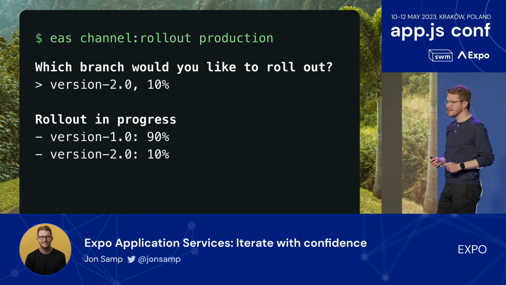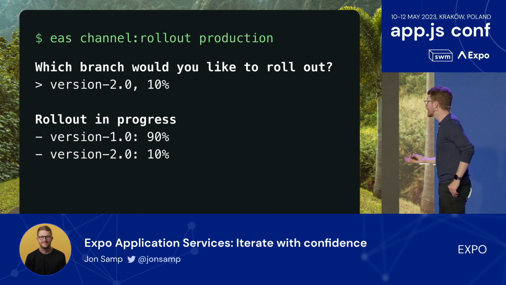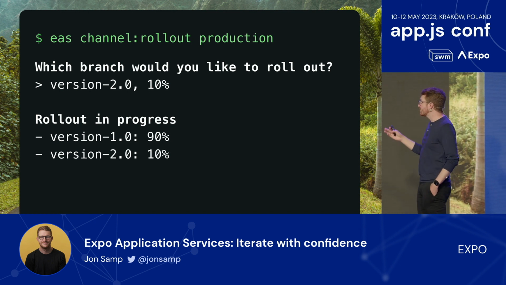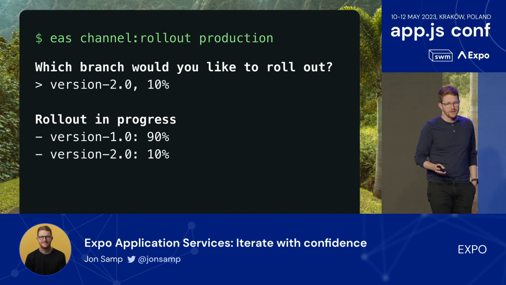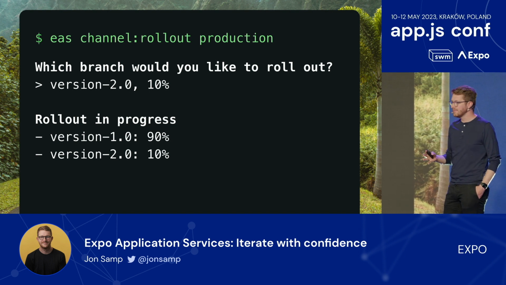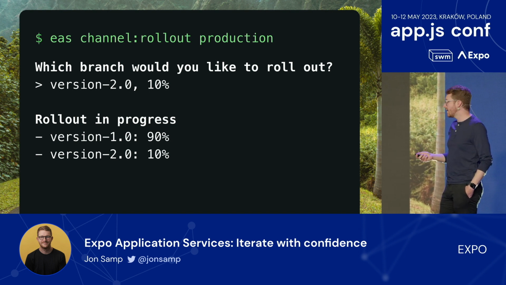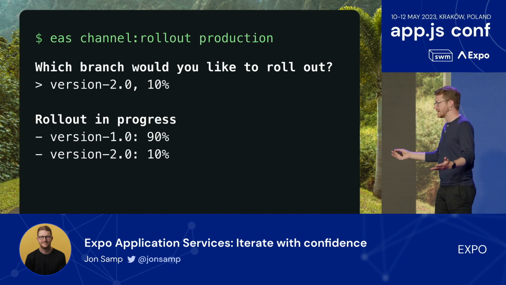You can run EAS channel:rollout, and give it your channel's name. Once you do, we'll ask you which branch you'd like to start rolling out and at what percent, and then we'll show you the state of your rollout. You can rerun this command at any time to update this rollout. And if it's going well, you can roll it out to all users, and you can keep on moving on.